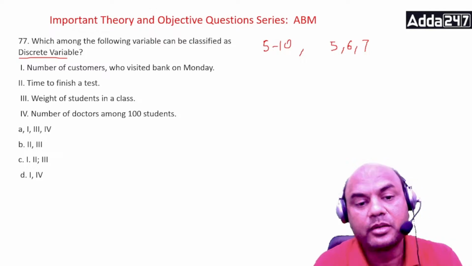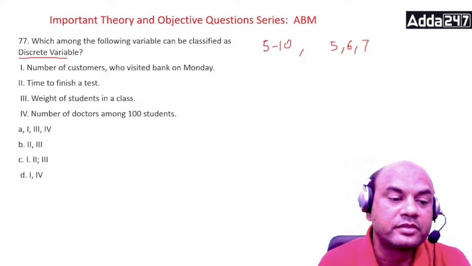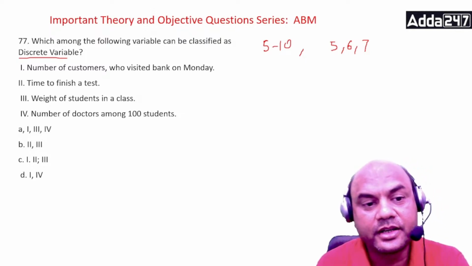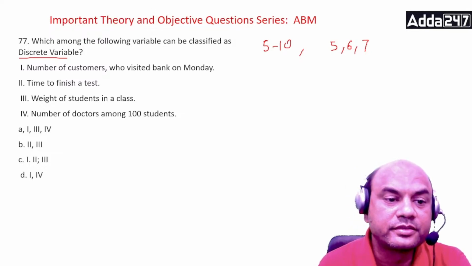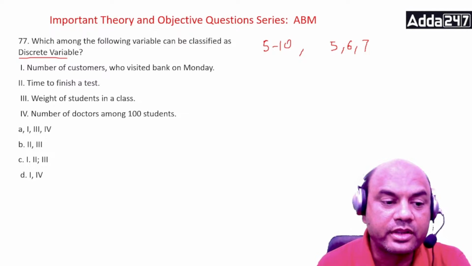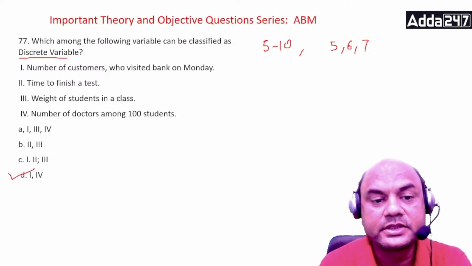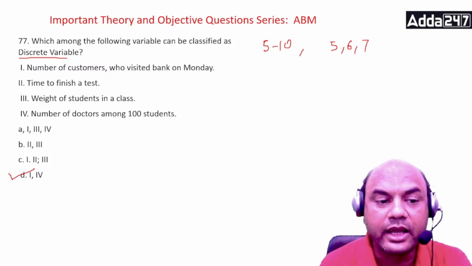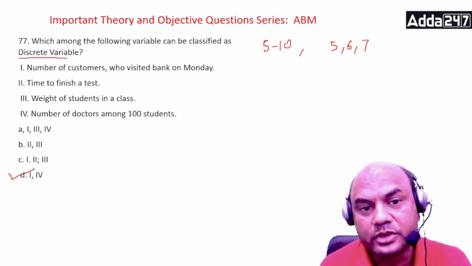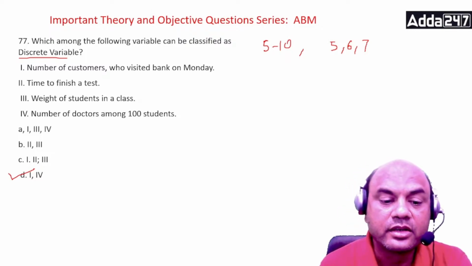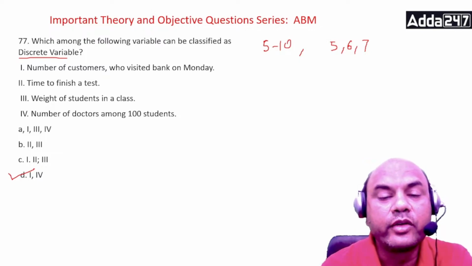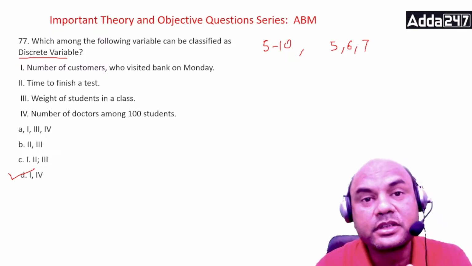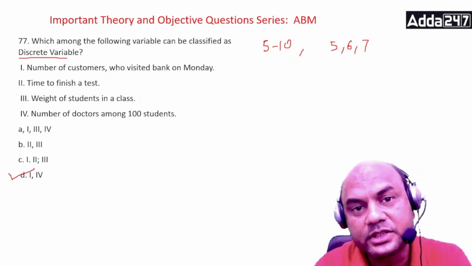It will be, yes, it is. Comment section, everyone. It is D, 1 and 4. This is the answer. Discrete variables are number of customers who visited the bank on Monday and number of doctors among the 100 students. Now why this? What is a discrete variable? A variable is called discrete if it assumes countable values. It's called a discrete variable.